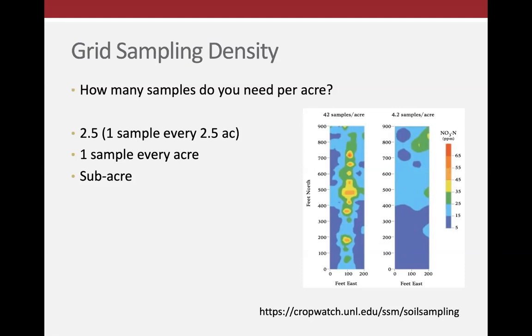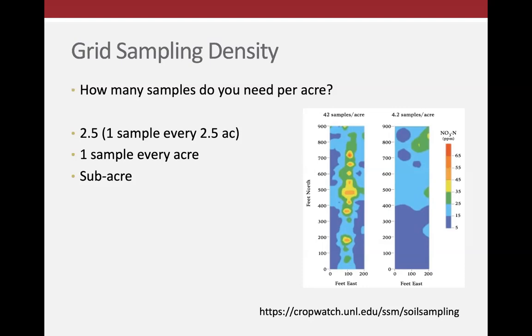When we take 4.2 samples per acre, at least in this field, you can see there's variability here. And that's a very high density. That's essentially quarter acre grid samples. So that would be very, very unusual to find somebody practicing on a widespread basis.